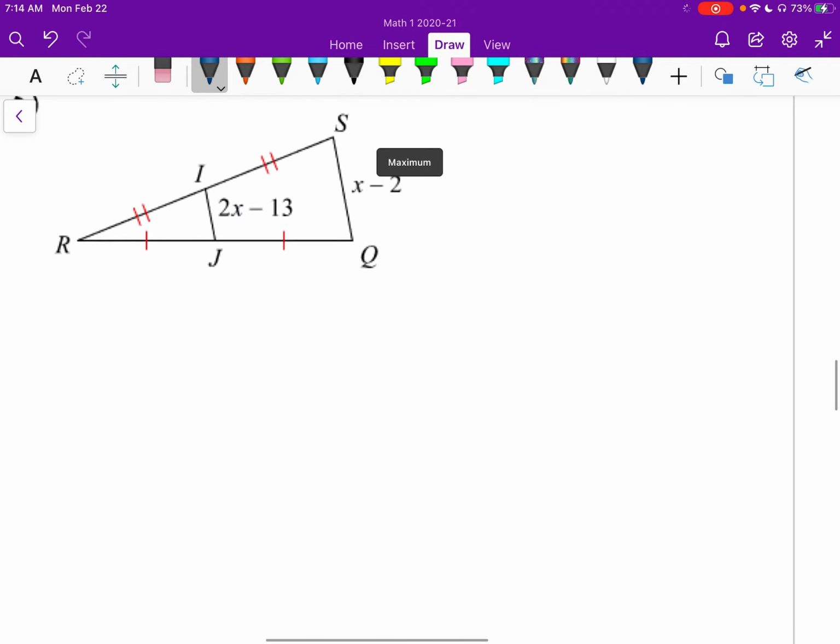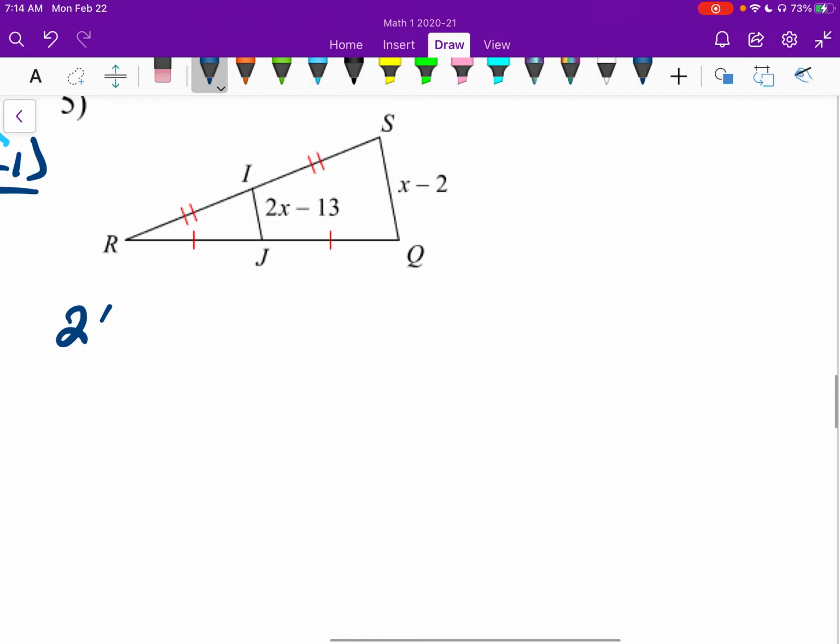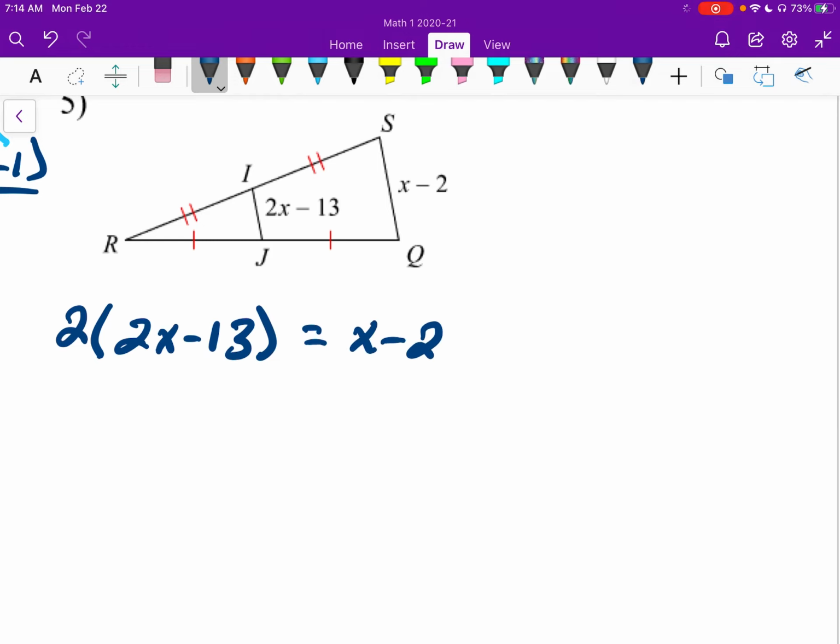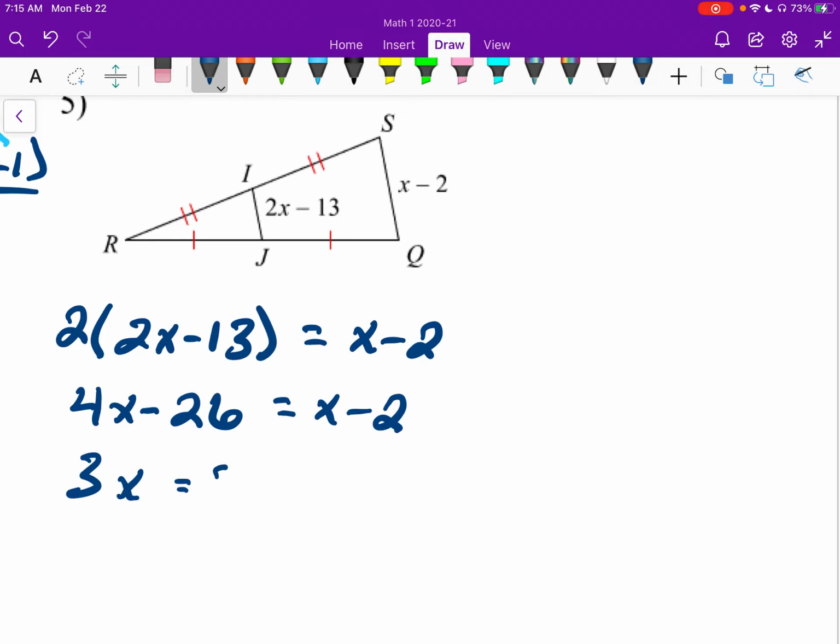Number 5. I'm going to have 2 times my midsegment, which is 2x minus 13. That's equal to x minus 2. Distributing my 2 gives me 4x minus 26 is x minus 2. I'll subtract my x and I'll have, well, 3x equals, I'm going to add my 26 over, and that's going to give me 24, positive 24. And then whenever I divide by 3, 24 divided by 3 gives me 8. So x equals 8.